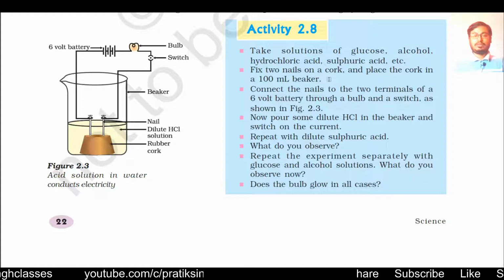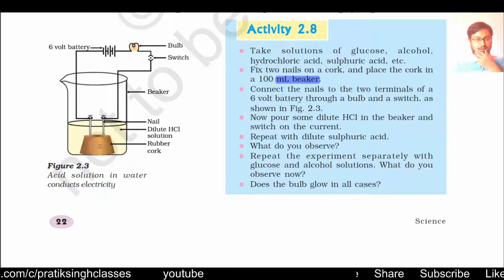Fix 2 nails on a cork and place the cork in a 100 ml beaker. As given here, in a beaker 2 nails are fixed in the rubber cork. Rubber cork is taken here because, once they are fixed, rubber cork is a bad conductor of electricity, and also these 2 nails are kept separated from each other.